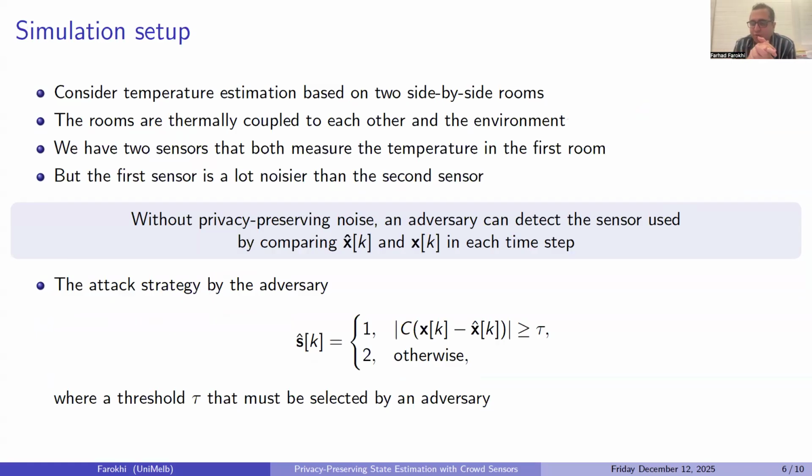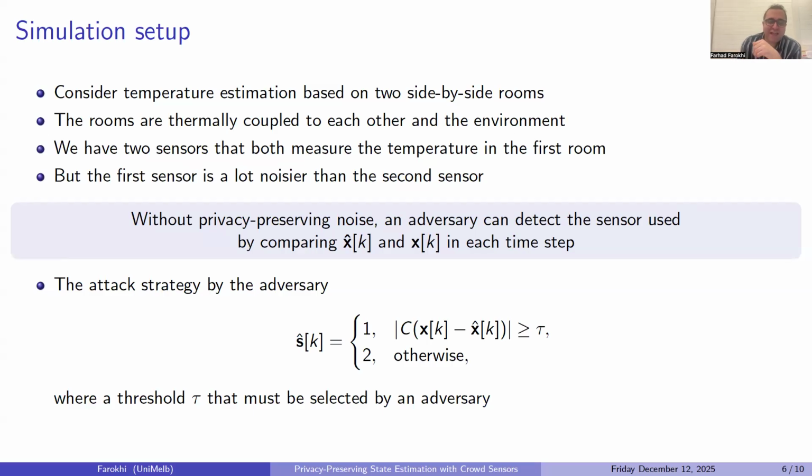We have two side-by-side rooms. These rooms are coupled to each other and coupled to the environment. And their dynamics are governed by linear sets of equations that you can look into in the paper. We assume that we have two sensors. Both of them can measure the temperature in room number 1. And one of the sensors is a lot noisier than the second sensor. And if we are using a lot noisier sensor, then the state estimate is going to be a lot noisier. So you would expect to be able to identify the noisy sensor being used using some kind of thresholding strategy.